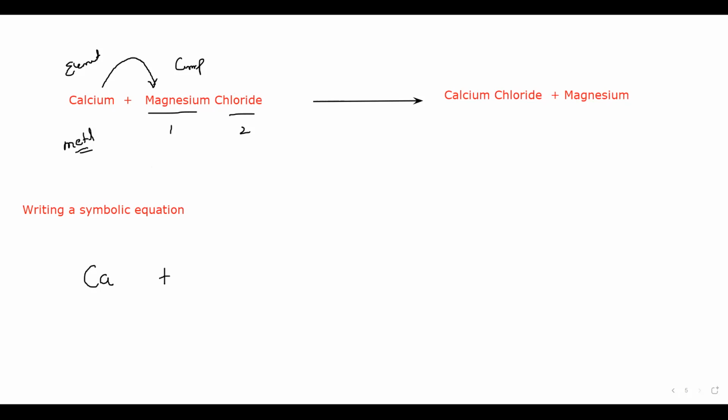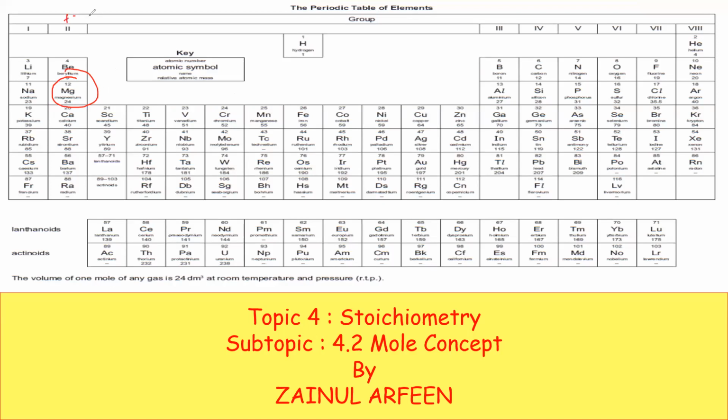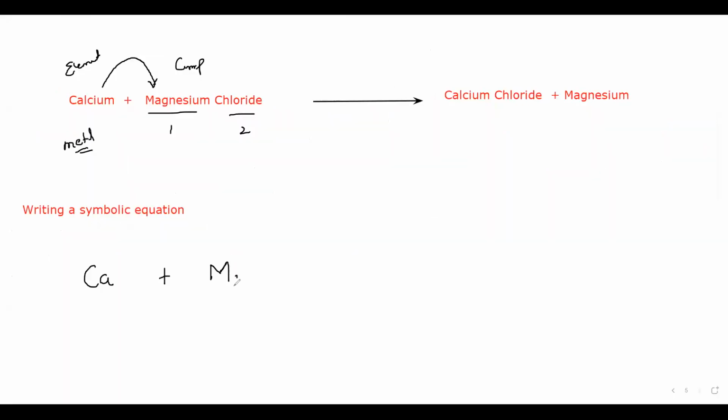If a substance is a compound, I have to use the periodic table. Magnesium is group 2, so it's plus 2, and chlorine is group 7, minus 1. So what will be the formula of magnesium chloride? Cross multiply, so it will be MgCl2. So the formula of magnesium chloride will be MgCl2.